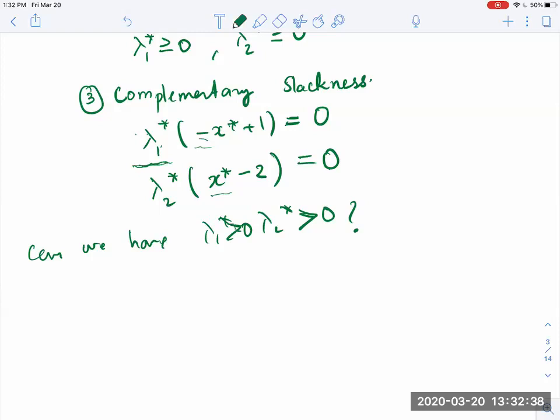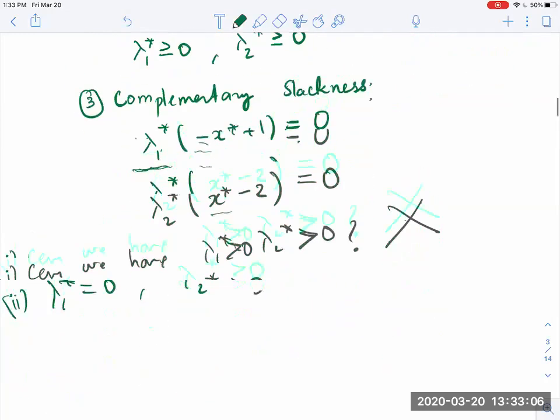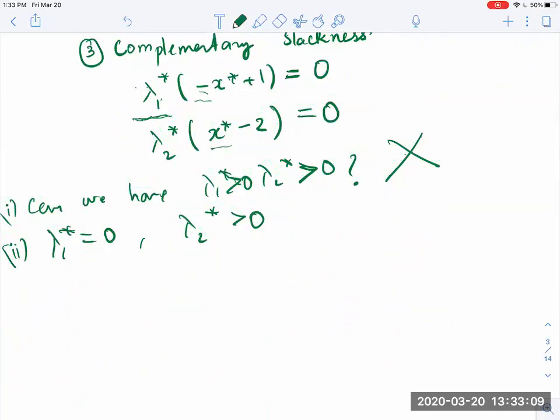So there are 4 cases, right? One case is both lambda 1 star and lambda 2 star are non-zero. That was case 1, which we saw is not possible. The next case to check is lambda 1 star is 0 and lambda 2 star is greater than 0. You make an assumption like this, and then the way to proceed is to look at complementary slackness first. Why? Because if you assume lambda 2 star greater than 0, then you immediately get x star equal to 2, correct?